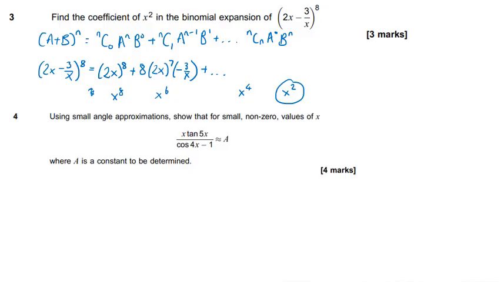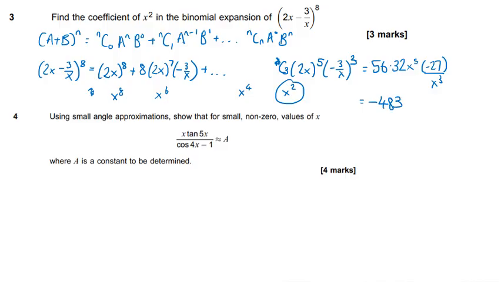So if we keep following the pattern, we're going to have 2x come down by another 2, so that's going to be 2x to the power of 5. The minus 3 over x part, the power of that will have gone up by 2, so that will be now 3. And the coefficient in front will be 8 choose 3. So if we evaluate all that, 8 choose 3 is 56. 2 to the power of 5 is 32. So 32x to the 5. And minus 3 cubed is minus 27. Okay, so the x to the 5 over x cubed gives us the x squared that we were hoping for, and the rest of it is minus 48,384. Okay, so this is the coefficient that we want.